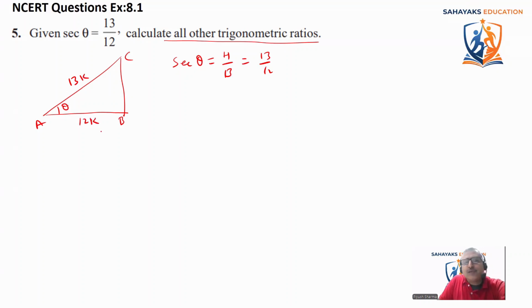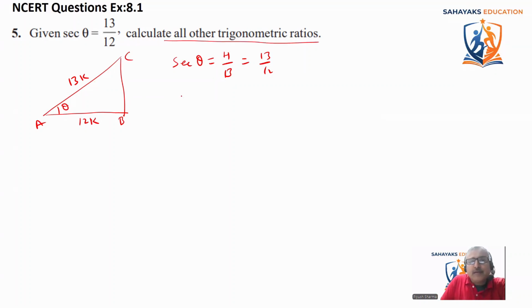So why are we taking 12K and 13K? See, sec theta is a ratio. It's a ratio of two values. So 13K divided by 12K we have taken. Why are we not taking 13 and 12? Because 13 and 12 are constant numbers. When you say 13K divided by 12K, it is a ratio. It could be 26 and 24, right? So it could be any proportion of that. That's why we have to take 13K and 12K and not 13 and 12 specifically.